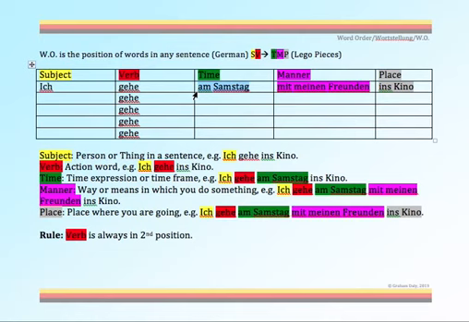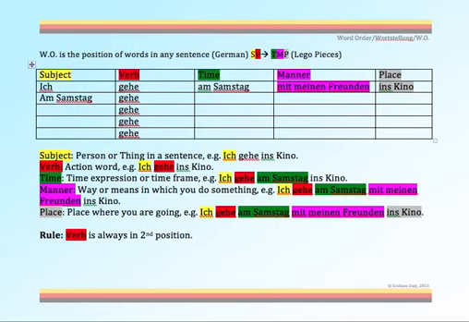Every other color except the red piece can move around in a sentence. Like we're playing with Lego, you can build various things. You can put one piece beside another piece and build as many sentences or constructions or houses or whatever you want, as long as the verb or the red piece is always in the second position. So let's get started. For example, if you have am Samstag, let's put that guy at the start.